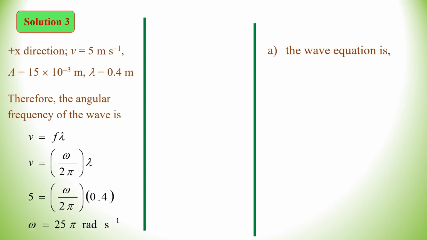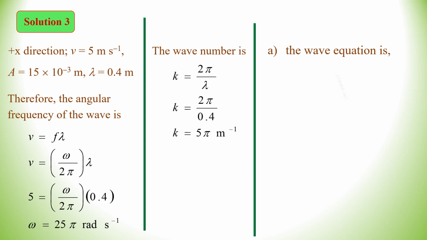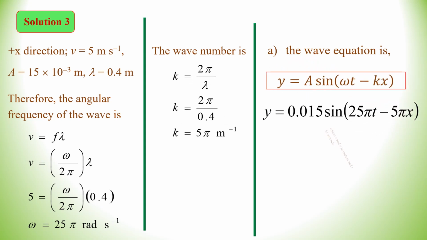Right, so information given. The direction of the wave propagation is positive x direction. V of the wave 5 meter per second. Amplitude 15 exponent negative 3 meter, millimeter convert to meter. Wavelength 0.4 meter. Therefore, the angular frequency of the wave. Okay, why we need to find the omega? Because we want to substitute to this equation.